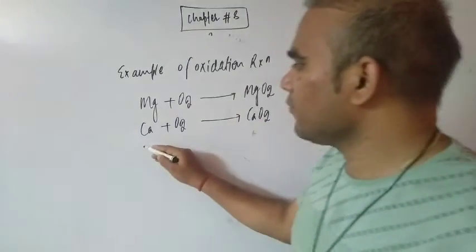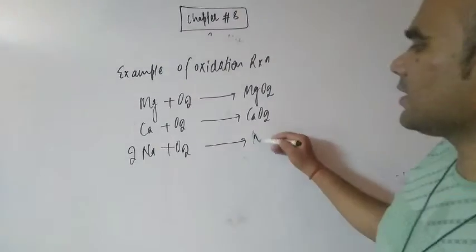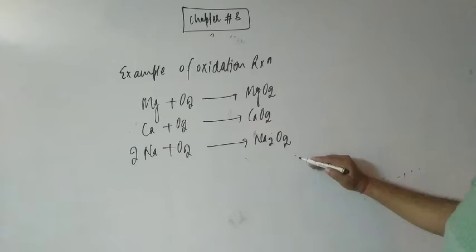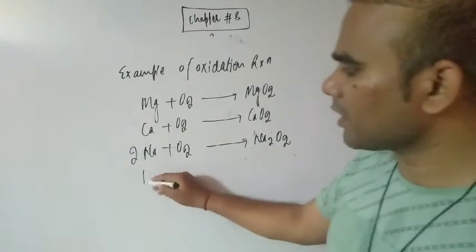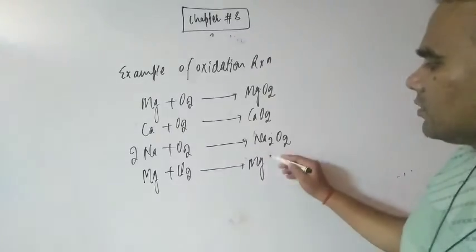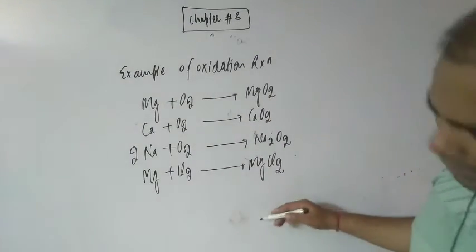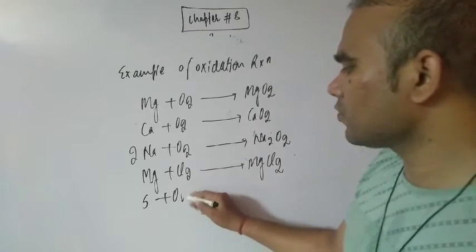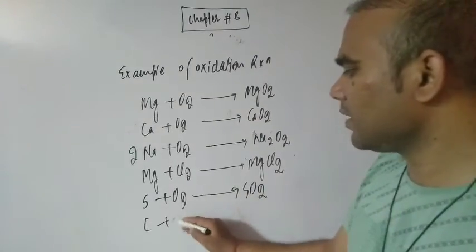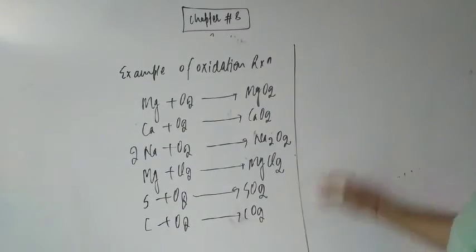If you have Na and you are treating with O2, it is going to form Na2O2. This is also an example of an oxidation reaction. If Mg is treated with Cl2, that is MgCl2, this is also a type of oxidation reaction. If we have S plus O2, what is this going to be, student? SO2. C plus O2 gives CO2, that is an oxidation reaction.